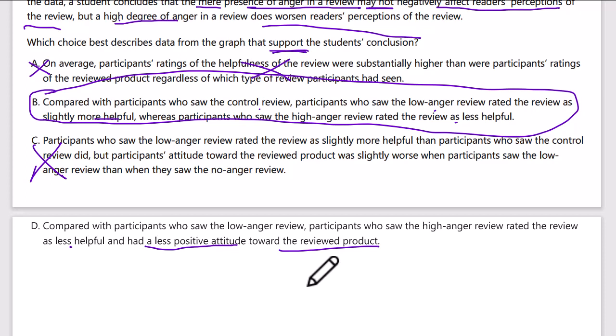I'm almost wanting to circle it, but B says, compared with participants who saw the control review, right? There's no reference to control review in D, so there's no control, okay? So mere anger, good. Well, that means we have to test low anger versus control. That's not in here at all, okay? And then a lot of anger, bad. That means we have to show that the high anger is much worse than the low anger. I mean, that's here in D, but the first part isn't, and it is in B. So I think B is the right answer here.